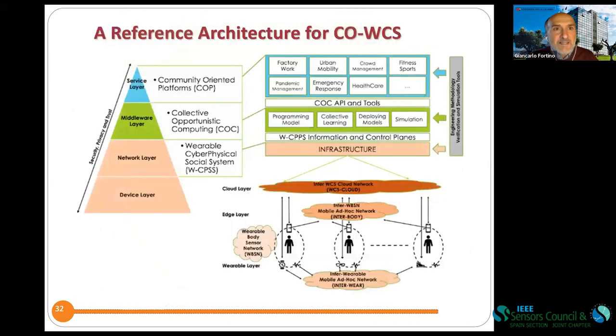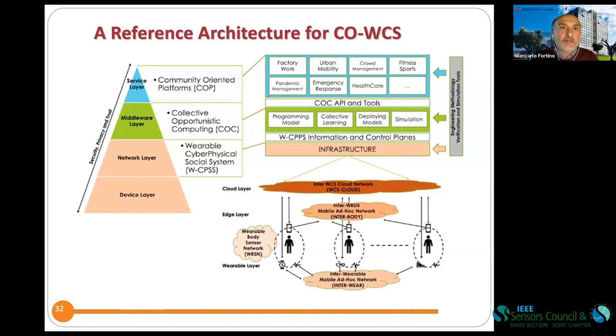Okay. So this is the architecture we designed and we are developing in our Commonwealth project. As you may see, it's a full-fledged architecture. So we have different layers, starting from the device layer to the network layer, to the middleware layer, and to the service layer. Specifically, the network layer and the device layer constitute a so-called wearable cyber-physical social system. The architecture is exemplified at the bottom of this slide.